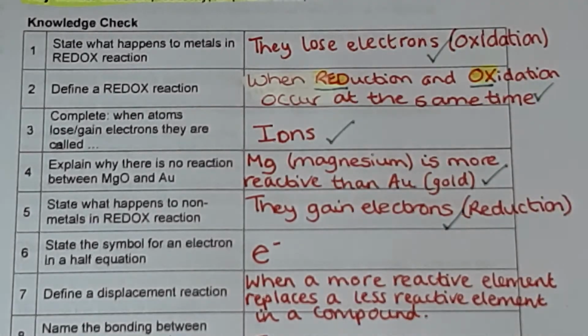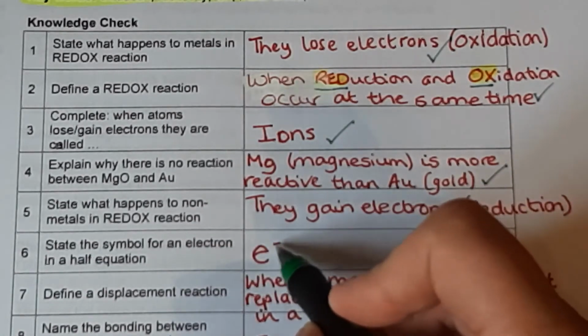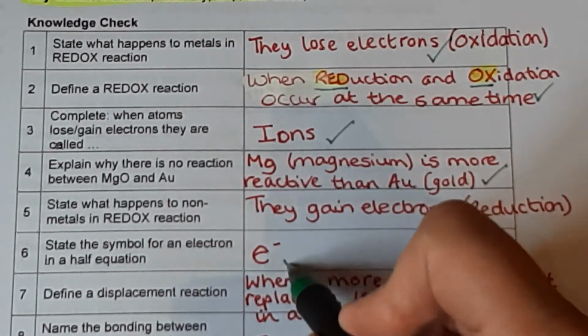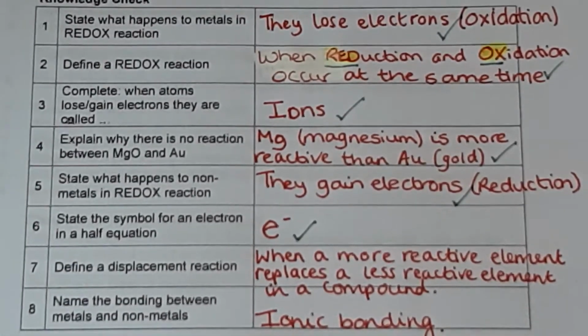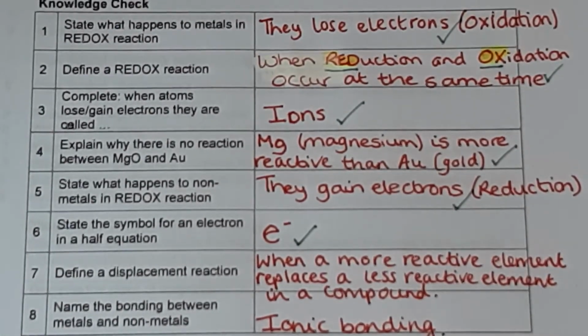Question 6. State the symbol for an electron in a half equation. So it's that lowercase e with a negative symbol at the top. So that's what an electron looks like in a half equation. If you're foundation tier, I wouldn't expect you to have written that, but if you did get that, well done.